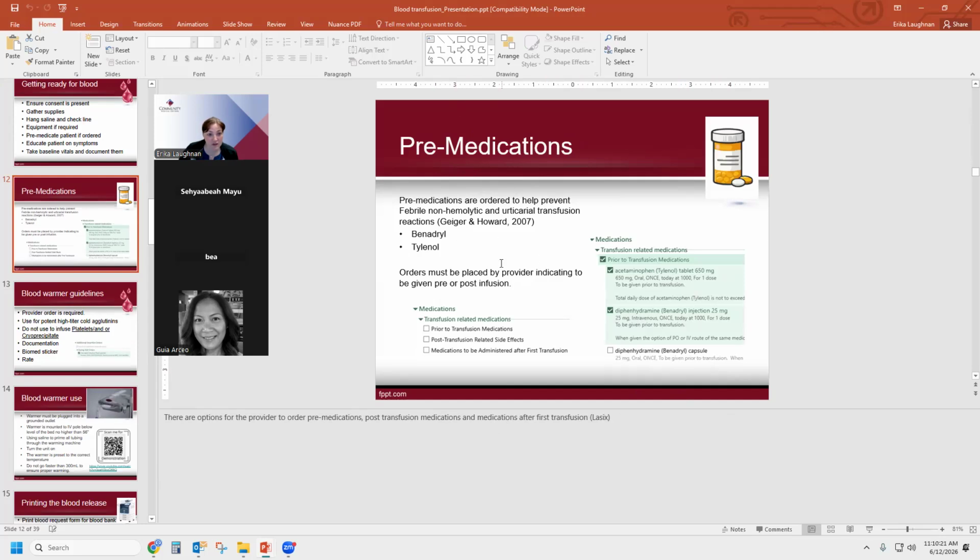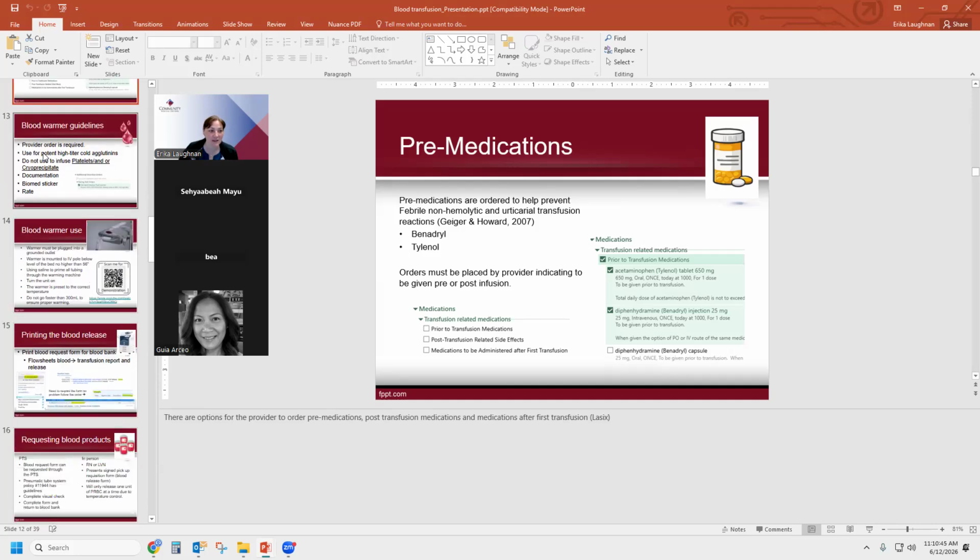It tells you why the physician might order pre-meds, and it gives you the two most common medications that are ordered. It also tells you the physician can order it a variety of ways. They can do it before the infusion, they can do it after the infusion. If they're giving multiple infusions, they might order medications to be administered after the first transfusion, which, if you open that, it just says Lasix, but that is another option for the physicians to select for their pre-meds.